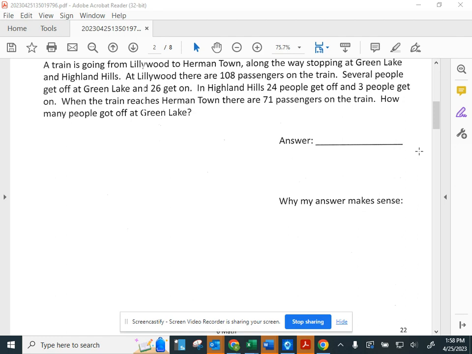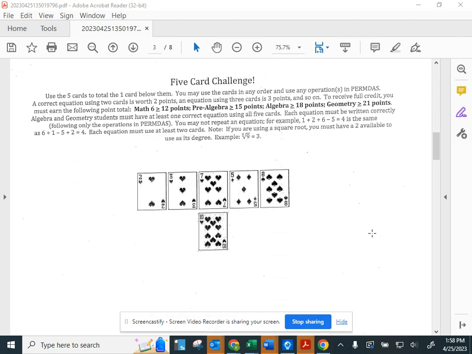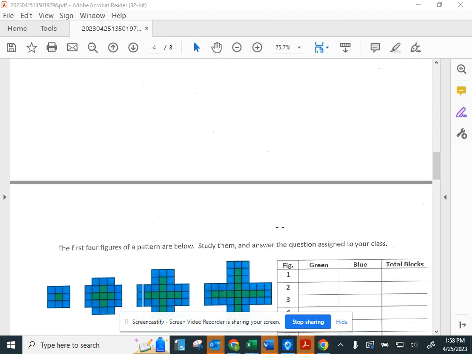Our next page is the 5-card challenge. We want to use a different order of operations to equal 10. Make sure you have 12 points total. Try to challenge yourself and see if you can find an equation using all 5 cards to equal 10.